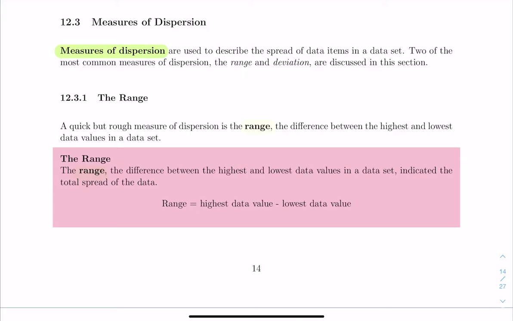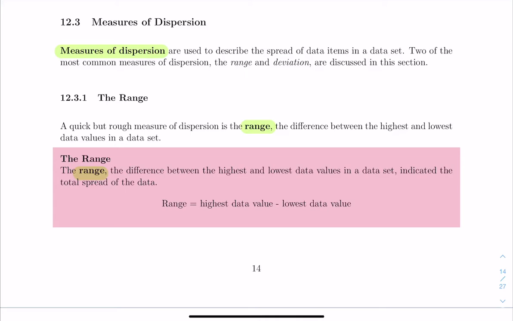A quick but rough measure of dispersion is the range. This is the difference between the highest and lowest data values in a data set. The range indicates the total spread of the data.